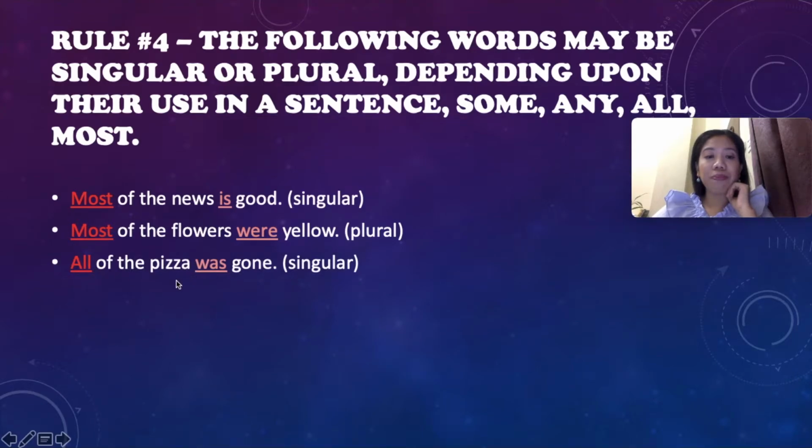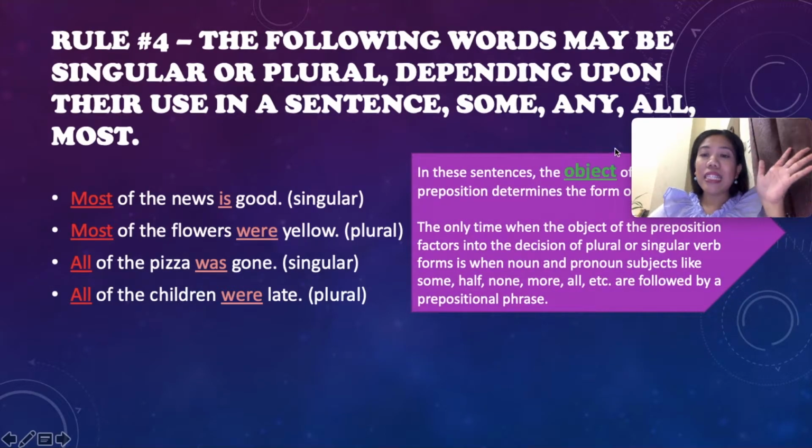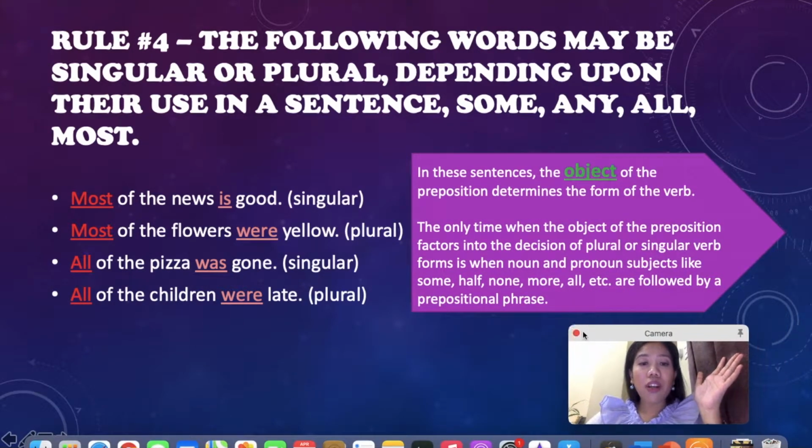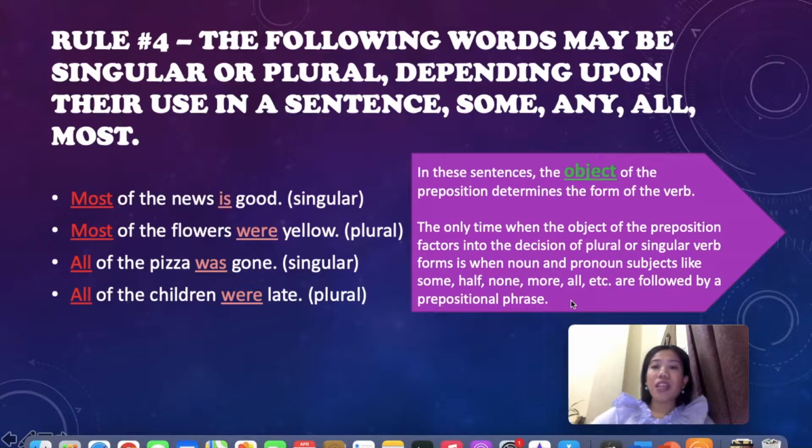All of the pizza was gone. Why? Because we're referring to the whole pizza, so it is singular. All of the children were late. So again, depending on how they are used. In these sentences, the object of the preposition determines the form of the verb. So these are our objects: news, flowers, pizza, children. Again, the object of the preposition here determines the form of the verb.